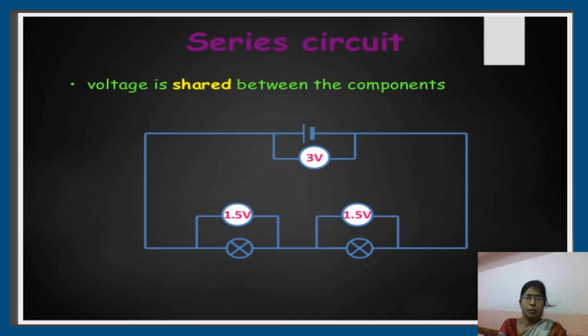Now, what happens in a series circuit? In a series circuit, the current across the circuit remains the same and the voltage is shared between the components. That's what we have seen: V equals V1 plus V2 plus V3 in series. For example, if the voltage across the circuit is 3 volts, then at each resistor it is 1.5 volts and 1.5 volts. So the 3 volts of potential is divided between the two resistors as 1.5 and 1.5 in a series circuit.